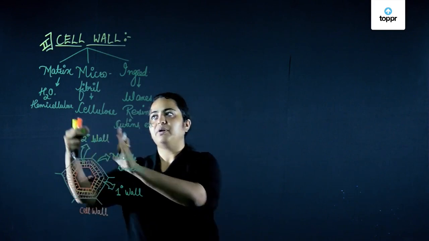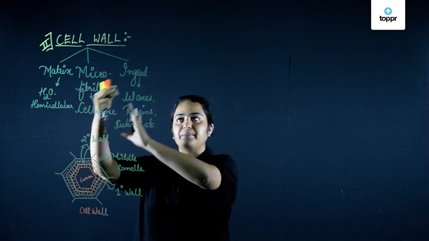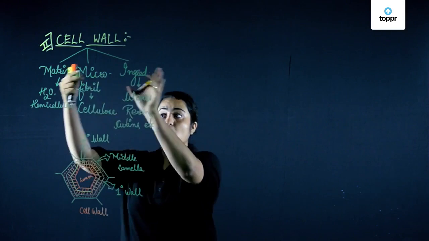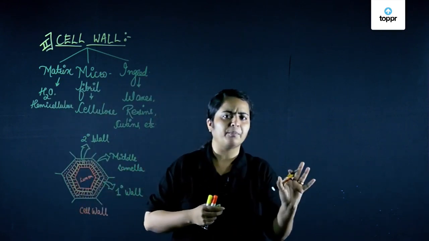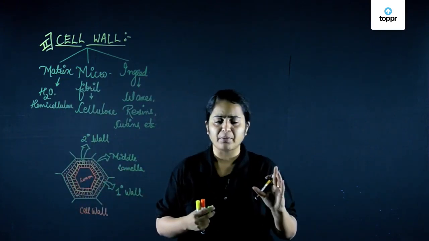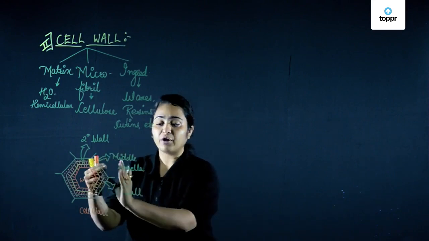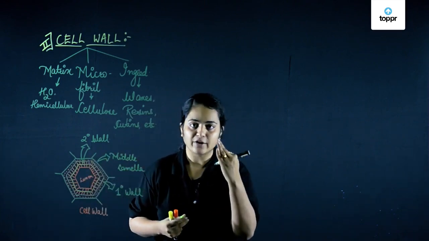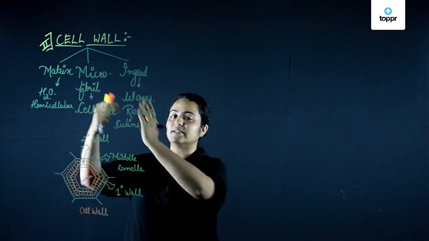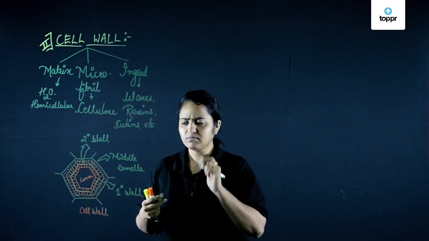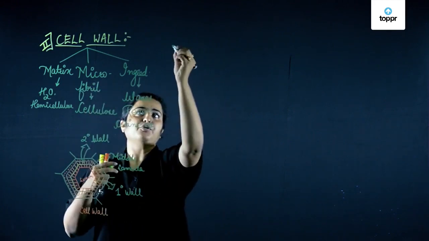So the cell wall will be made up of matrix, microfibrils and other ingredients. All these structures in different components, different proportions, different ratios, will form these three components, and all these three components are making one cell wall. Clear with this? Let's move ahead and talk about them in a few more details.